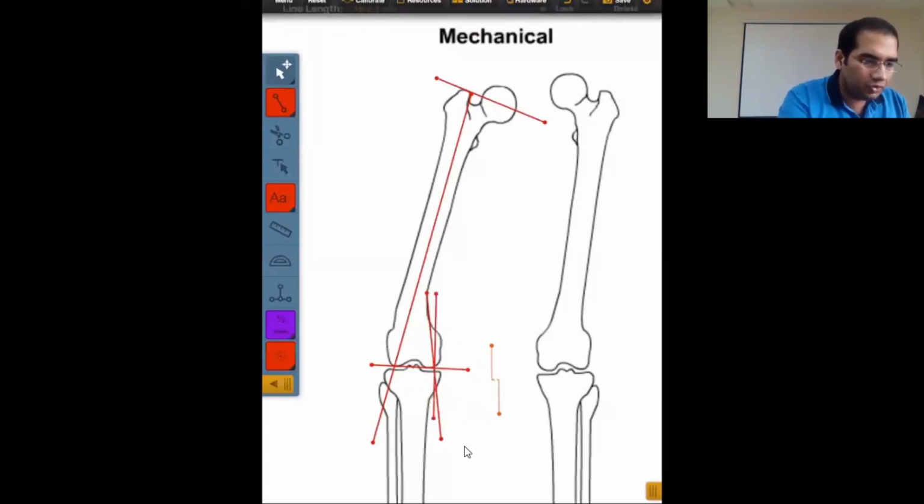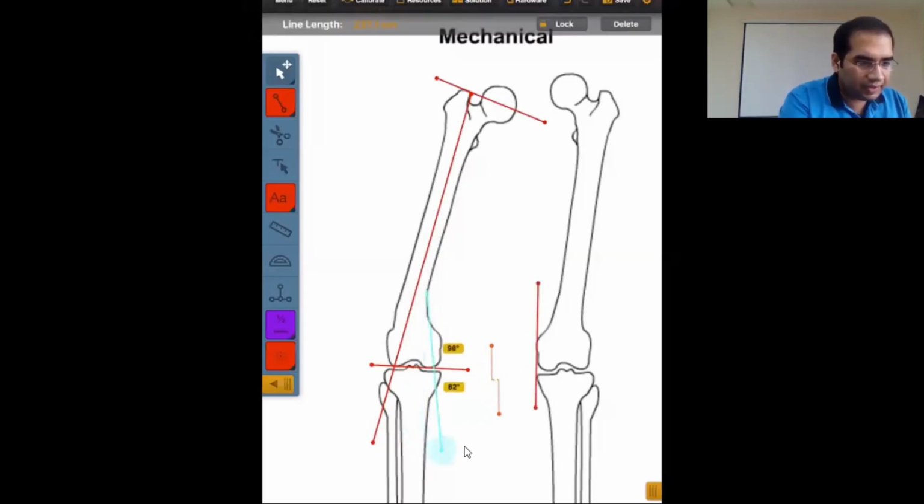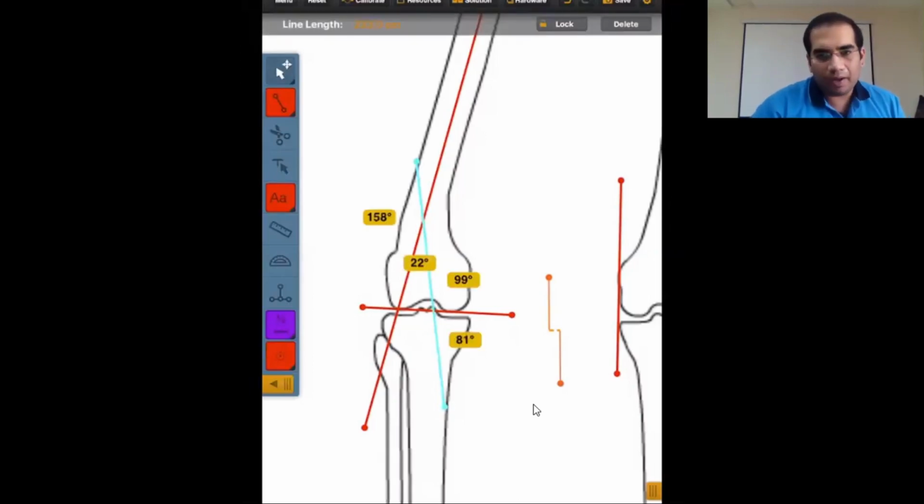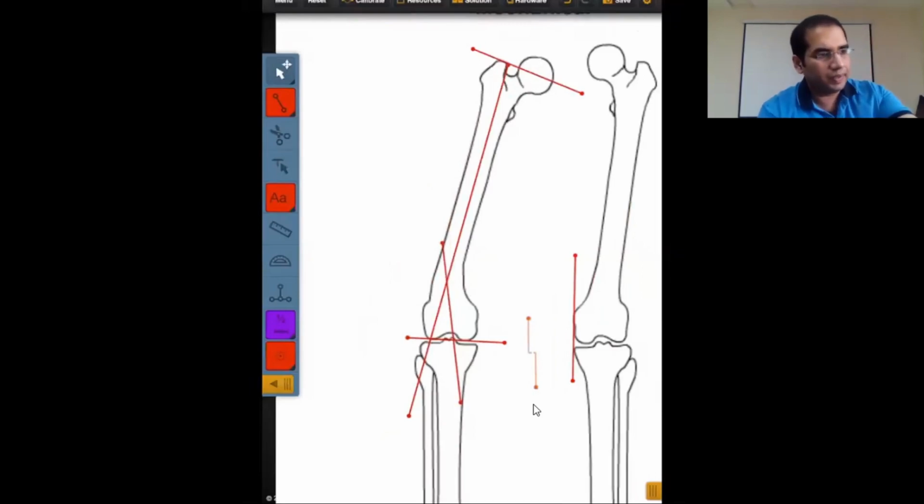Okay, so we're going to simply take this line as a reference. And as I told you, the line is not from the center of the notch, it is in line with the medial eminence of the tibial spine, and the line extends from here and makes an angle of 81 degrees, and this gives us a CORA with the magnitude of 22 degrees. Okay, I hope this is clear.